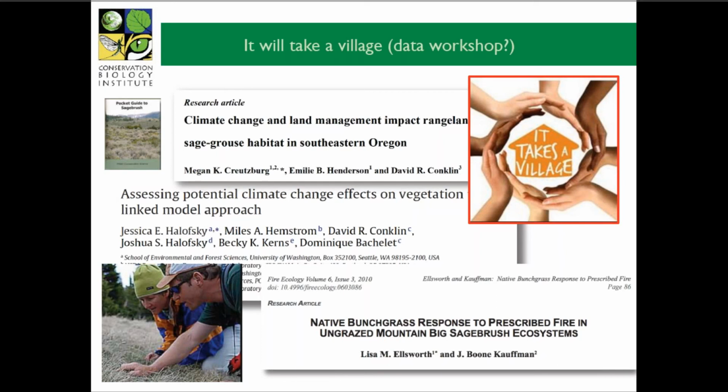I have worked with Megan Kreutzberg and Jessica linking a big model showing regional trends with a VDDT, so a state and transition model. And finally, here on campus, Lisa Ellsworth has a lot of experience working on sagebrush and fire, and so she's really interested in putting together this workshop and trying to get all the data and working with Taylor and Barry and Mike and trying to put this new website together. But we know that we have a big dream and we're going to try to get as close as possible to the big dream, but we know that the inputs are going to be essential.